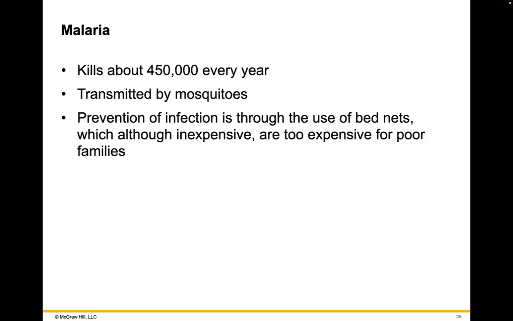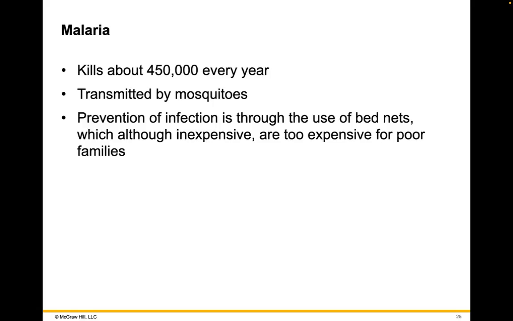So, one of those diseases that interests me quite a bit is malaria. Malaria is a big killer in the world. It kills about 450,000 people every year. And this disease is transmitted by mosquitoes. I happen to take an immunology course with Harvard on malaria.